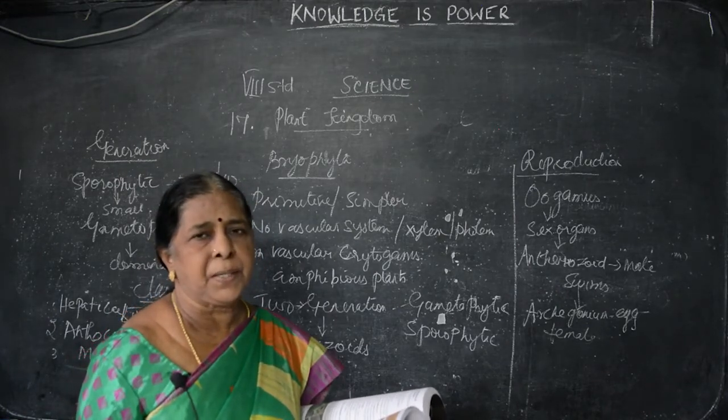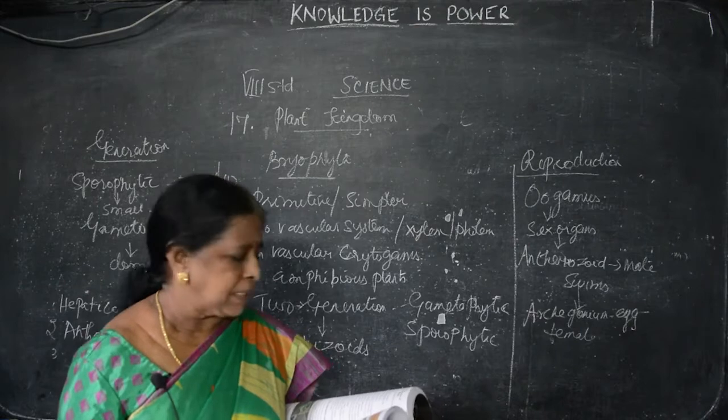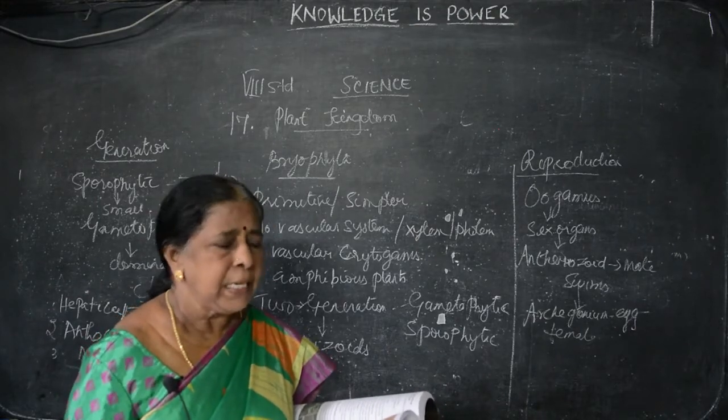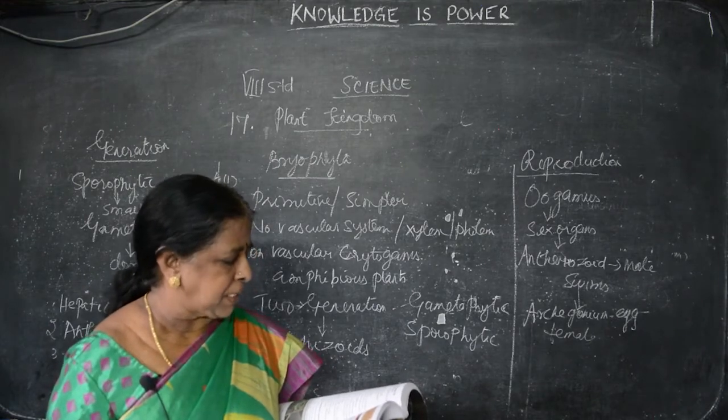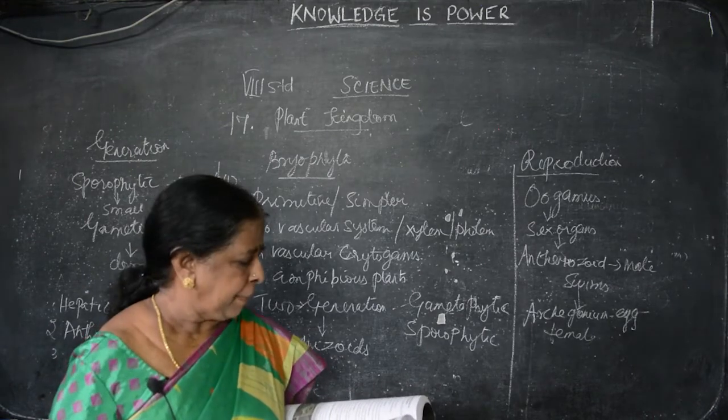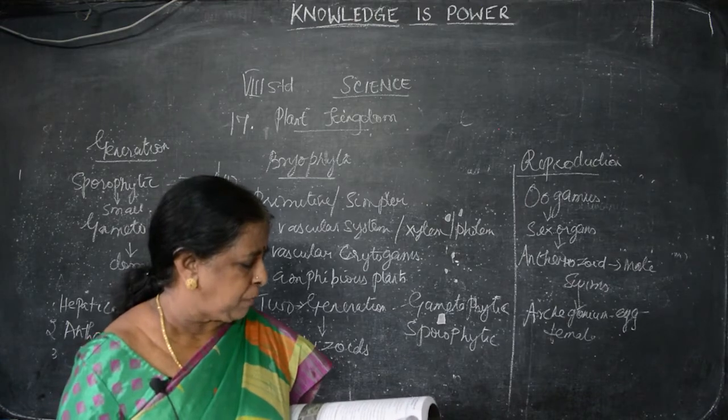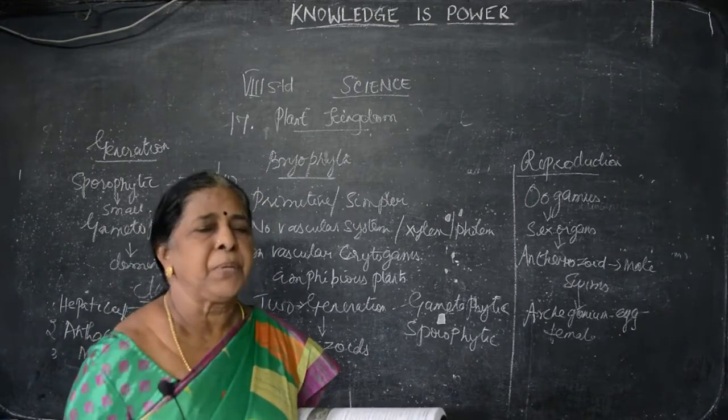We cannot differentiate them into root and stem. Instead of root, what is there? Rhizoids. Instead of stem, thallus is there. Here the sporophyte is differentiated into foot and capsule. The next one is mosses, Funaria. They are the higher forms of bryophytes.